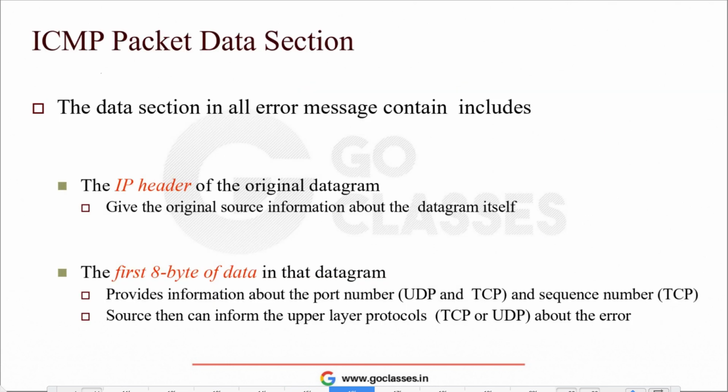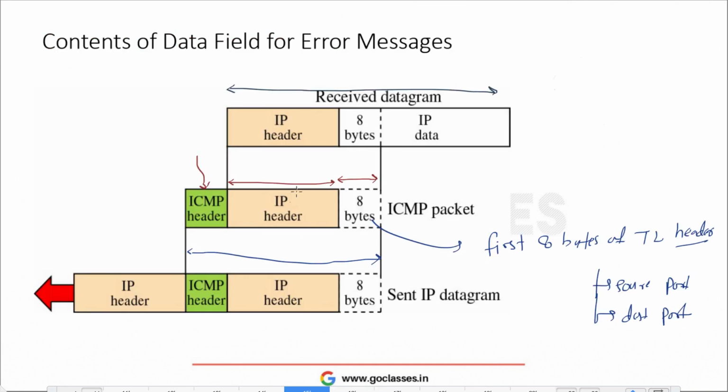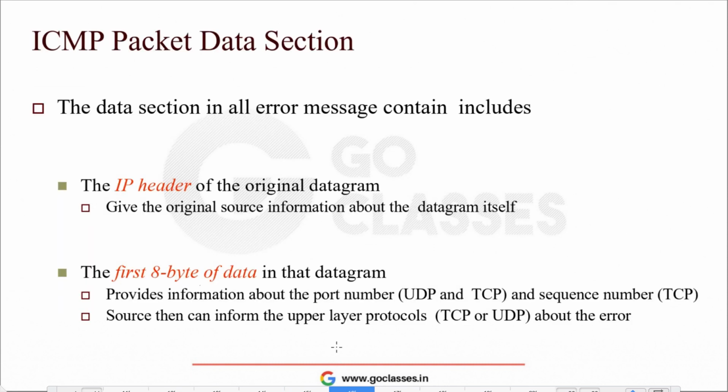Now, this ICMP data packet, as I told you, has the IP header of the original datagram. This gives the original source information about the datagram itself. So that is why I'm keeping it, so that it gives the source information. This IP header basically gives the source information of the original datagram, and the first bytes of the data help us to determine whether it is UDP or TCP, because I have the port number there and the sequence number.